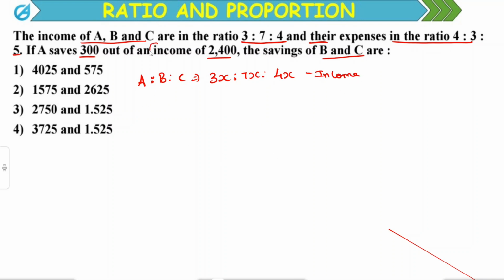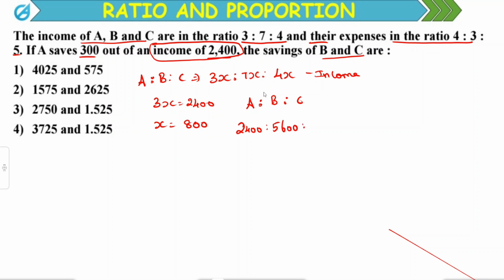Now, what income of A have they given? The income of A is 2400. That is, 3x is 2400. Then the value of x will be 800. So if you multiply the value of x with each, what will be the income of A, B, and C? 3 into 800 is 2400. The income of B is 7 into 800, which is 5600. And C is 4 into 800, which is 3200. This is nothing but the income of A, B, and C.